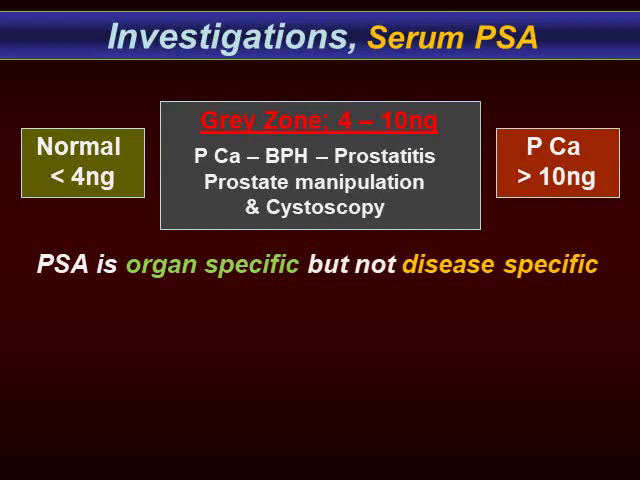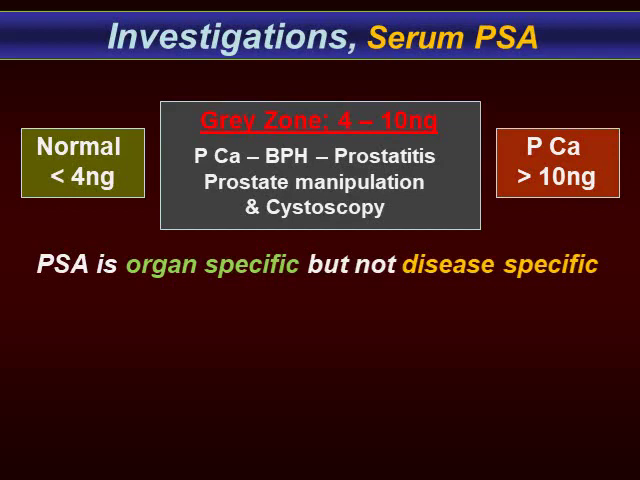So if the PSA is less than 4, that's no problem. This is normal. If PSA is above 10 nanogram, this is definitely prostate cancer, and this patient warrants biopsy. But the dilemma is when the PSA is between 4 and 10. It could be malignancy, and it could be a benign condition. Benign conditions such as BPH or prostatitis or prostatic manipulation.